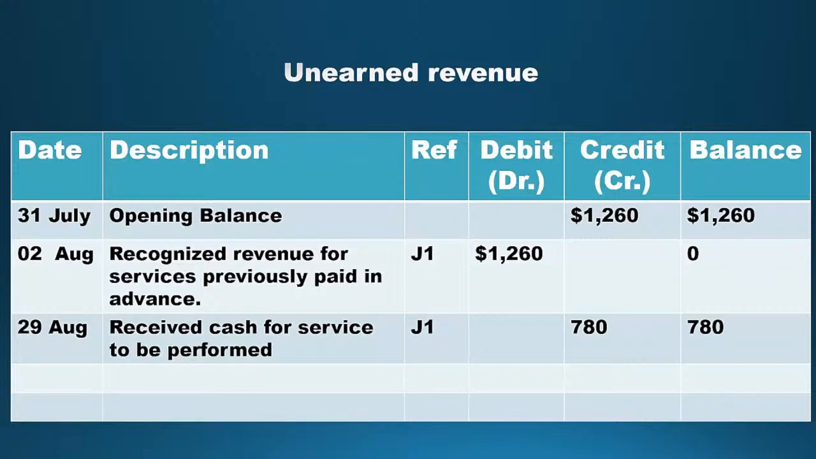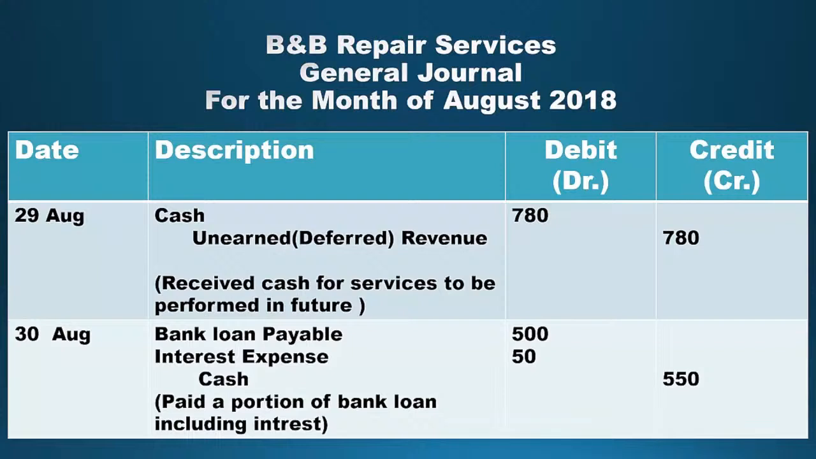We credit unearned revenue because the company now has a liability to perform services in the future, and increases to liabilities are recorded on the credit side. August 30th, paying part of a bank loan with interest. Step 1. Review the journal entry. On August 30, the company paid $550 to the bank. This payment included $500 applied toward the loan principal and $50 for interest on the loan.